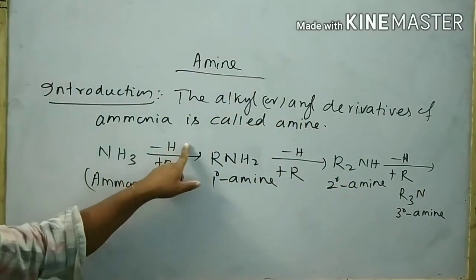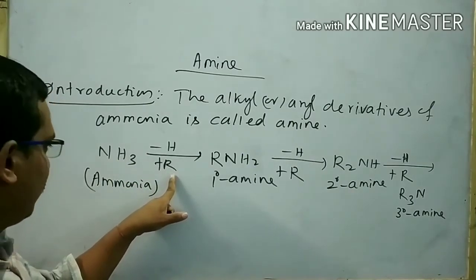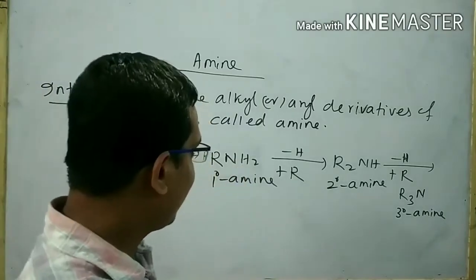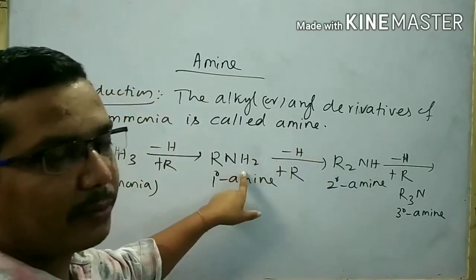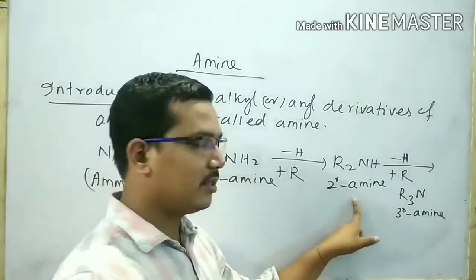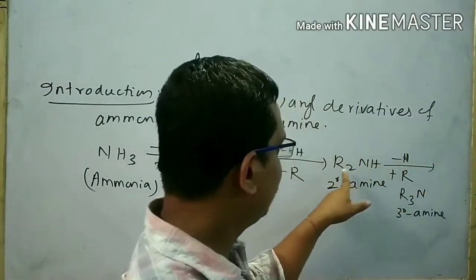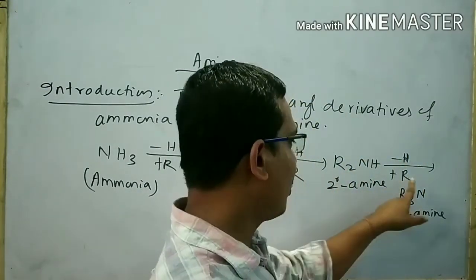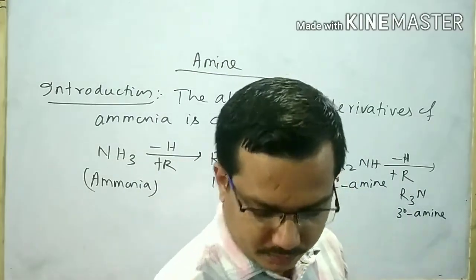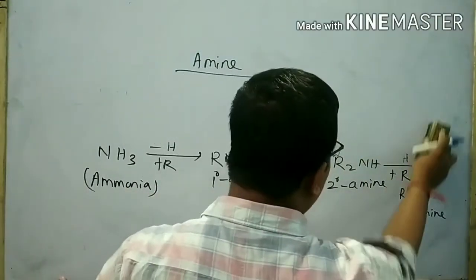When one hydrogen is removed from ammonia and one R is added, then 1 degree amine is formed. When again one hydrogen is removed from 1 degree amine and 1 R is added, then 2 degree amine is formed. When one hydrogen is removed from 2 degree amine and 1 R is added, then 3 degree amine is formed. Now I will discuss the classification of amines.